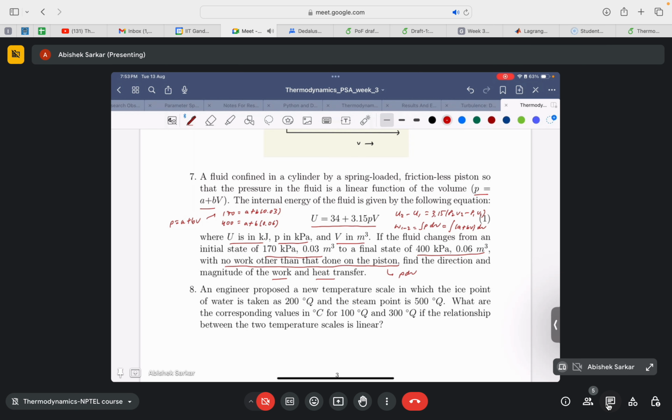Solve the equation for the pressure and volume relation to find the value of a and b. Then you can evaluate the integral and then find the net work interaction. It will be comparatively lengthier calculations. Of course, similar calculations we have already done in the previous questions as well, but this will again be lengthy. Take your time and do that, and then just tell me the answer.